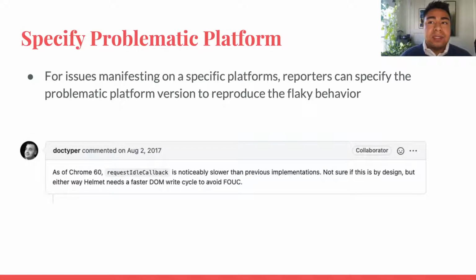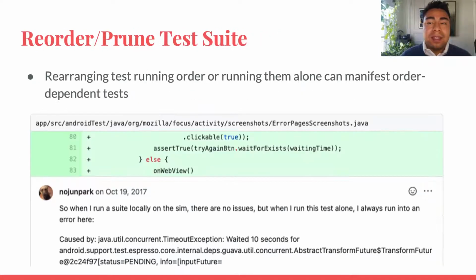One strategy we observed was that the reporter would specify the platform on which the flaky behavior occurred. In the example below, we can see here that the reporter points to the Chrome 60 as responsible for the behavior. The next manifestation strategy involves reordering or pruning the test suite in order for the flaky behavior to occur in a particular test.